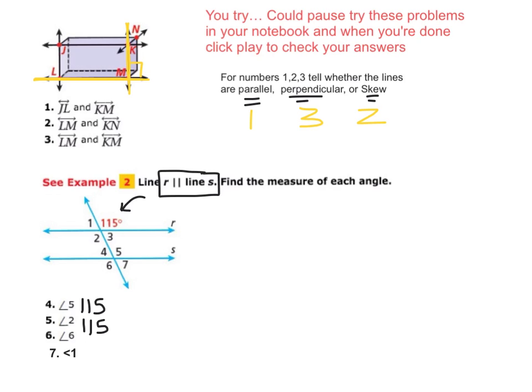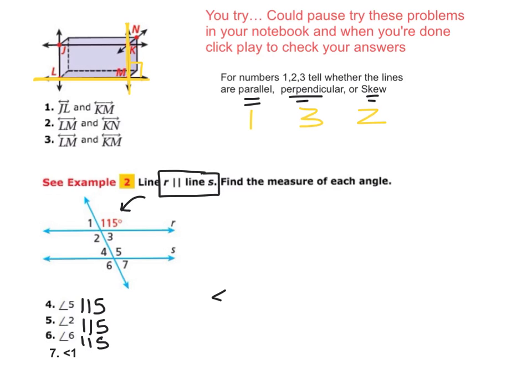And angle 6, well, they're both exterior. So this angle is exterior as well as angle 6, and they're on opposite sides of the transversal. Opposite exterior angles are also congruent. So angle 6 would also be 115 degrees. So all three answers, 4, 5, and 6, are 115 degrees.